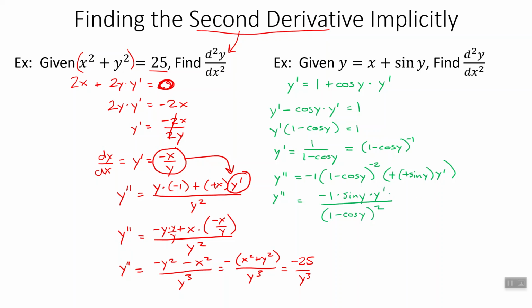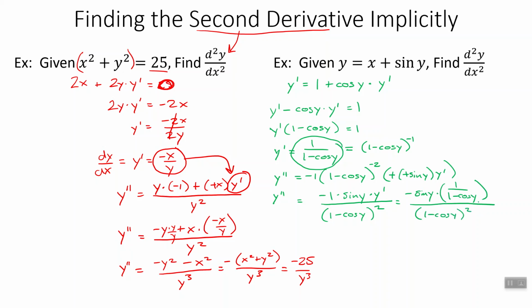All right, now we're going to do the same trick we did before. We're going to get rid of this y prime by saying y prime is just equal to that. So this is negative, I don't need to write negative 1, I can just write negative sine of y times 1 over 1 minus cosine of y all over 1 minus cosine of y squared.